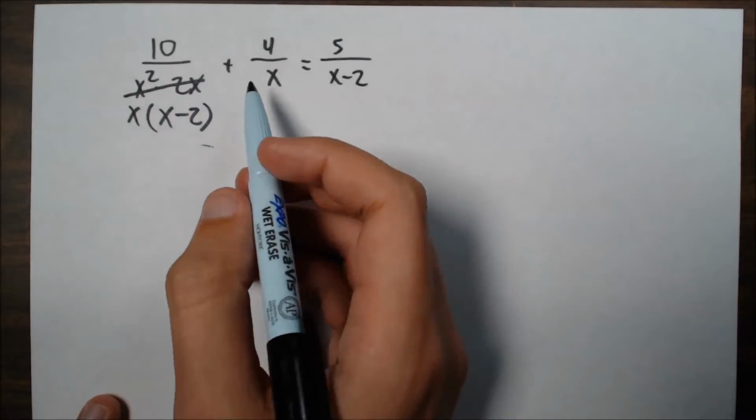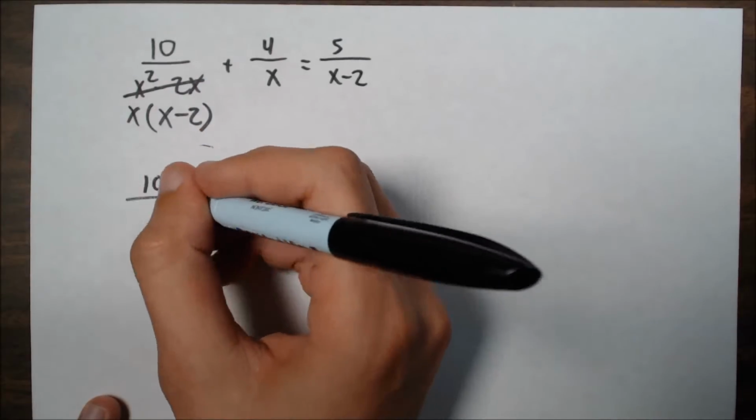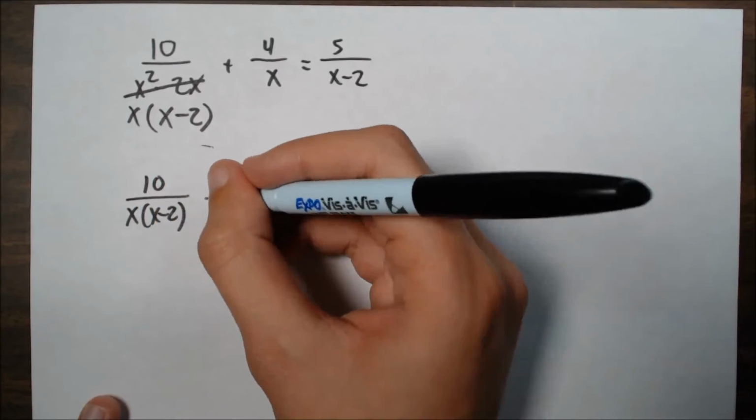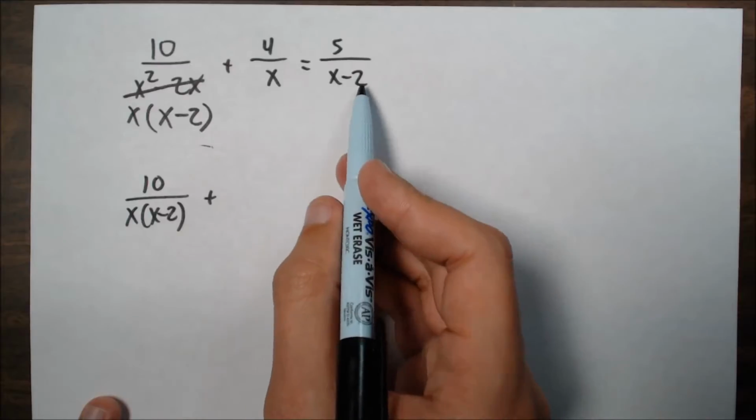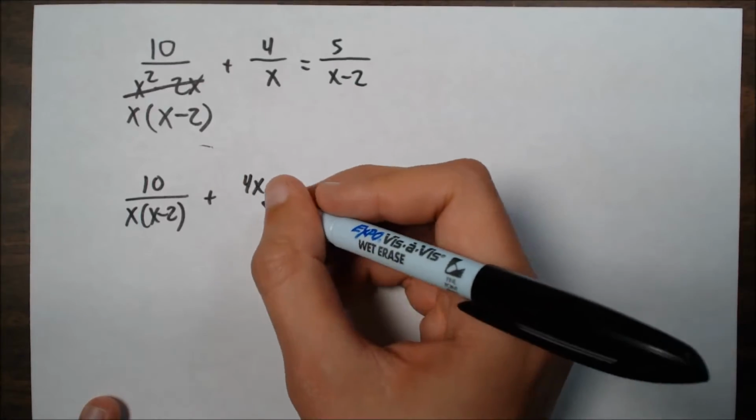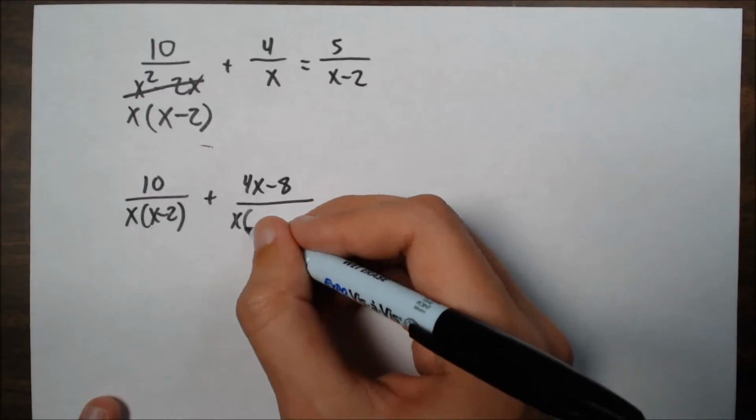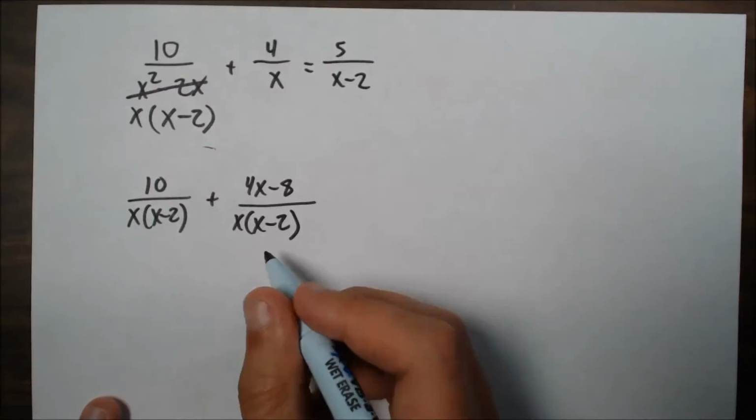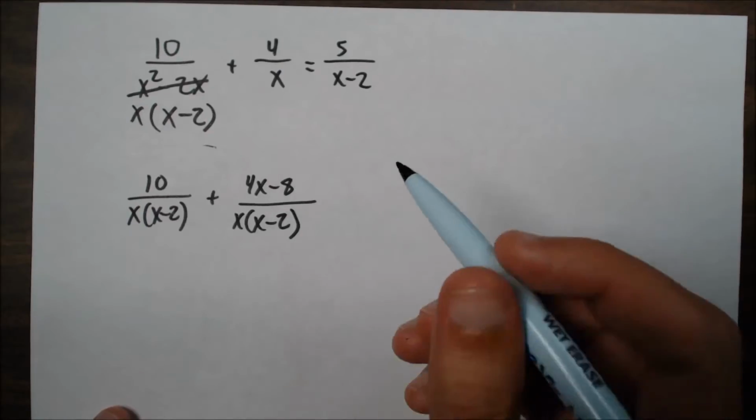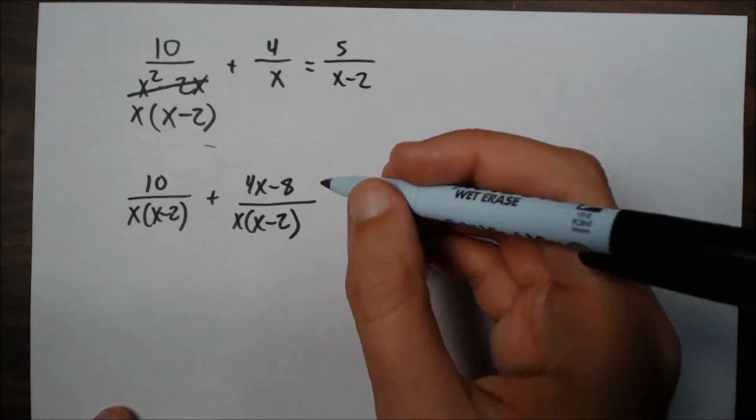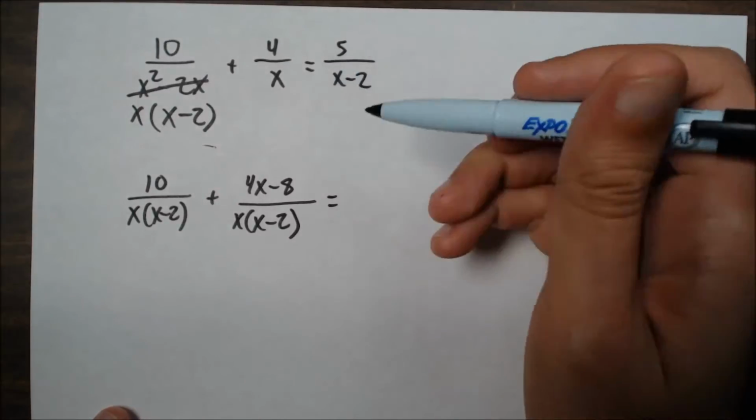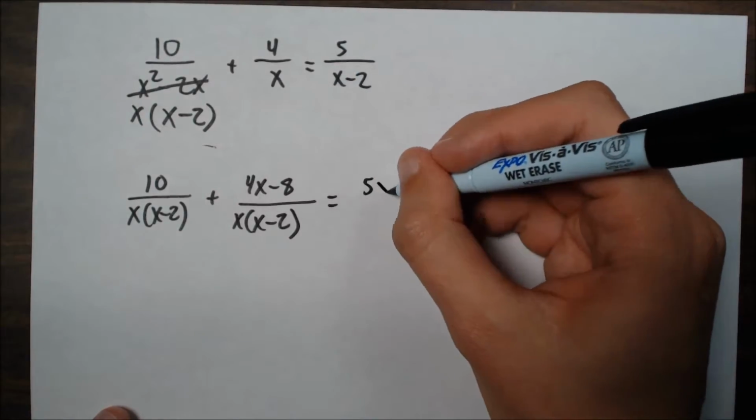So I'm going to multiply it by, let's rewrite this first, 10 over x times x minus 2 plus, I'm going to multiply here by x minus 2, top and bottom. So that's going to be 4x minus 8 over x times x minus 2. Remember to leave your denominators factored. Multiply by x top and bottom here.